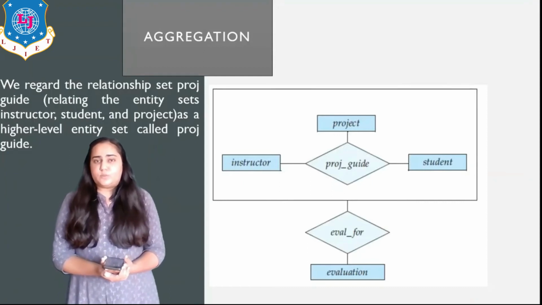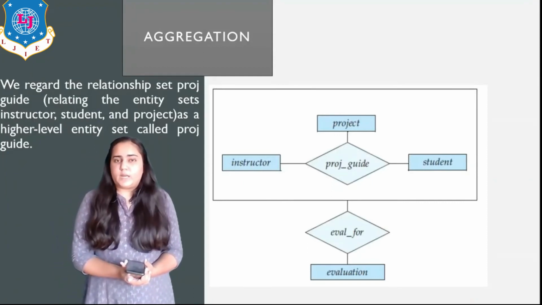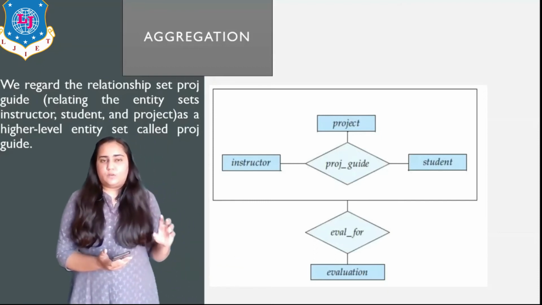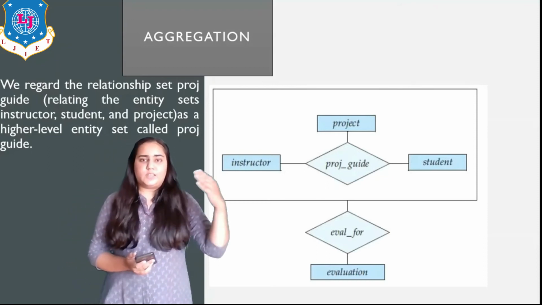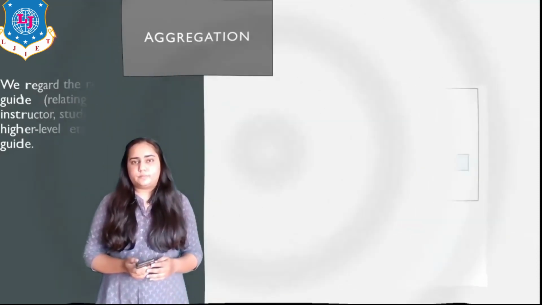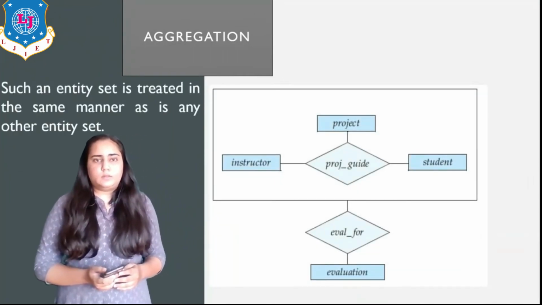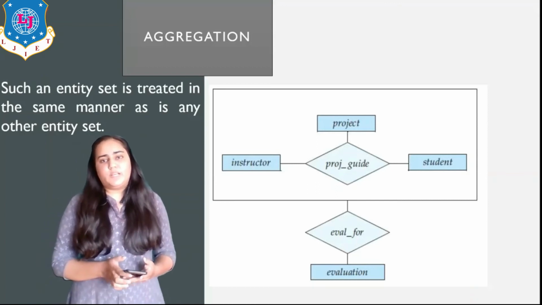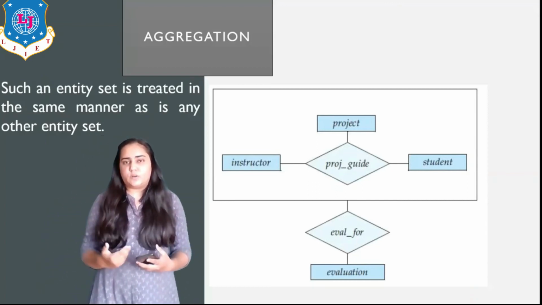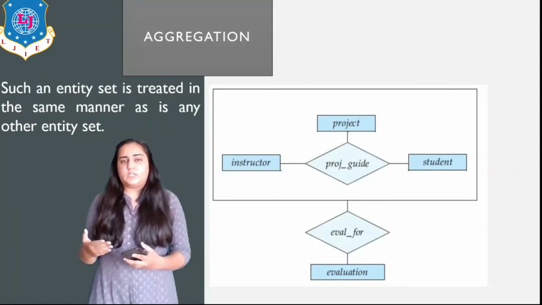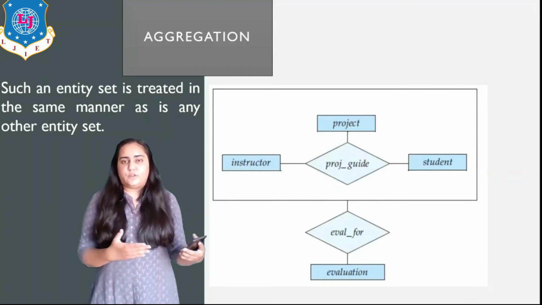Maybe one or two descriptive attributes make sense, but adding several does not make sense. So instead, you could just create another entity and then create another relationship and attach it with that. So here, the relationship set project_guide is treated, just for the aggregation purpose, as another entity set instead of a relationship set.